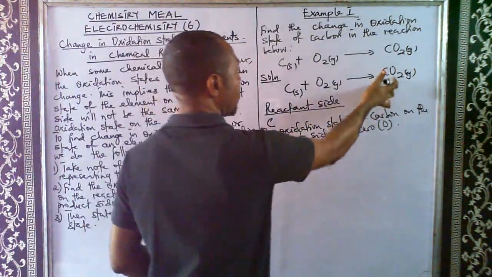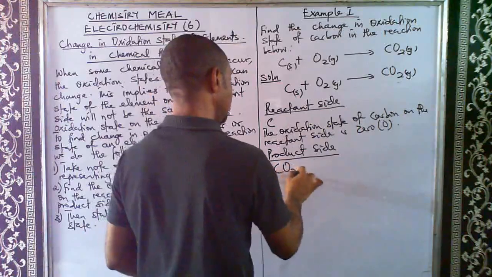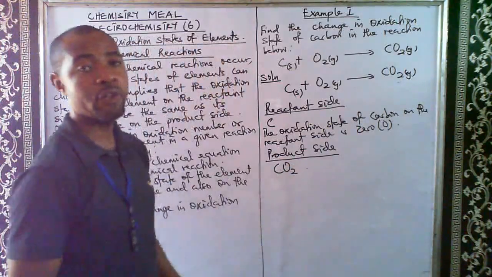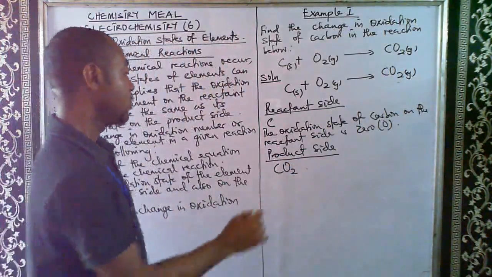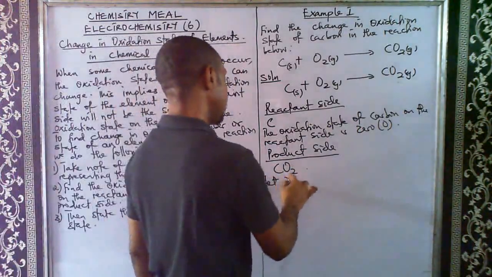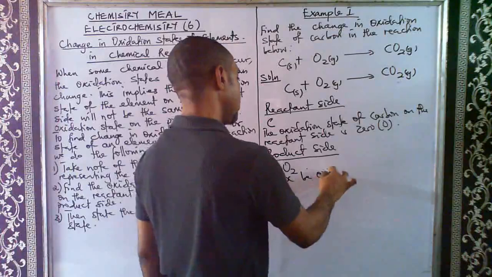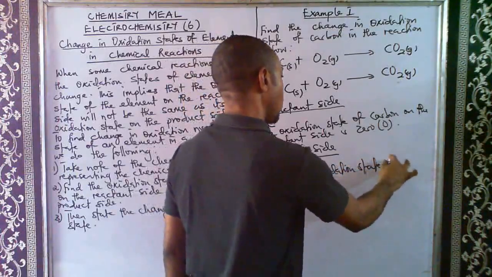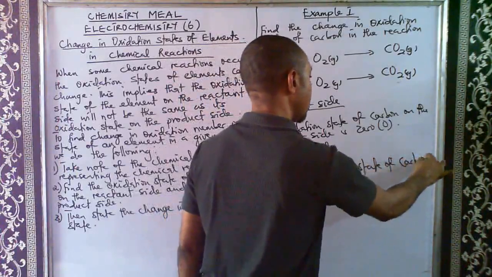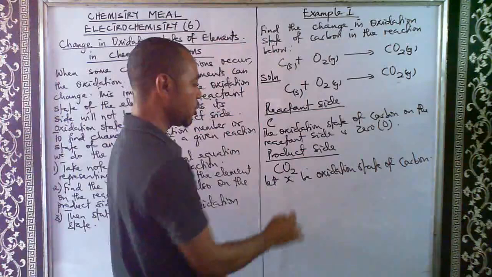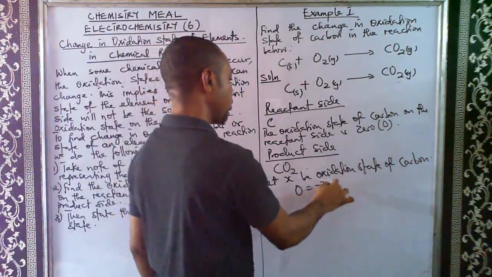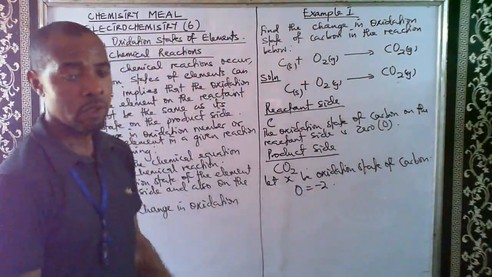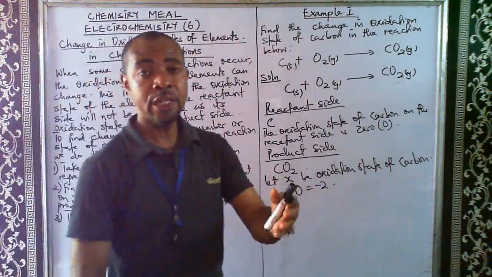Where can we find carbon in the product side? It's in CO2. That means we need to find the oxidation state of carbon here. So I say, let X be the oxidation state of carbon. And we know already that the oxidation state of oxygen is minus 2.